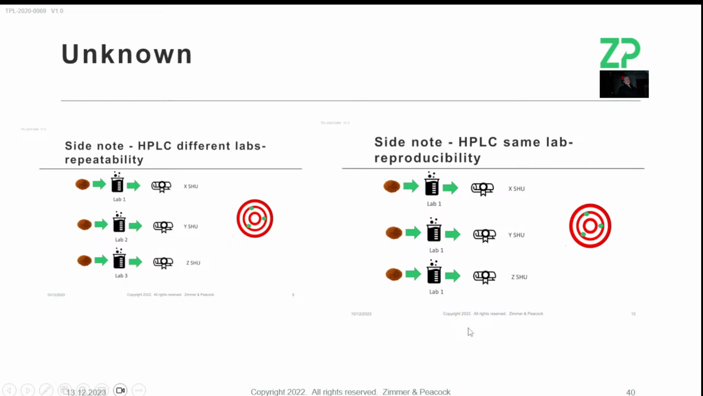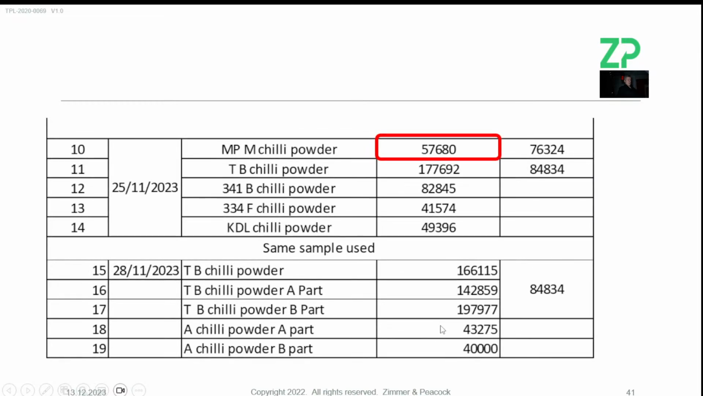And again, there's 2 ways you can test this. You can actually send the same result to different labs, and you get 3 different results. And if you send the same sample to the same lab over 3 months, you'll find that you get 3 different results. Now I'm going to go through all of their data.